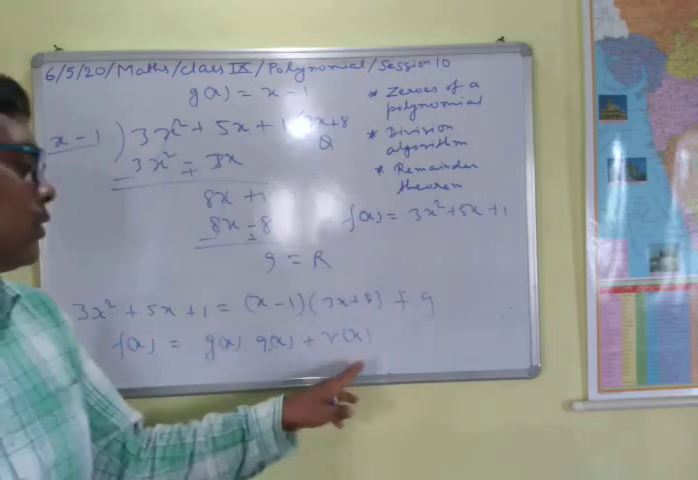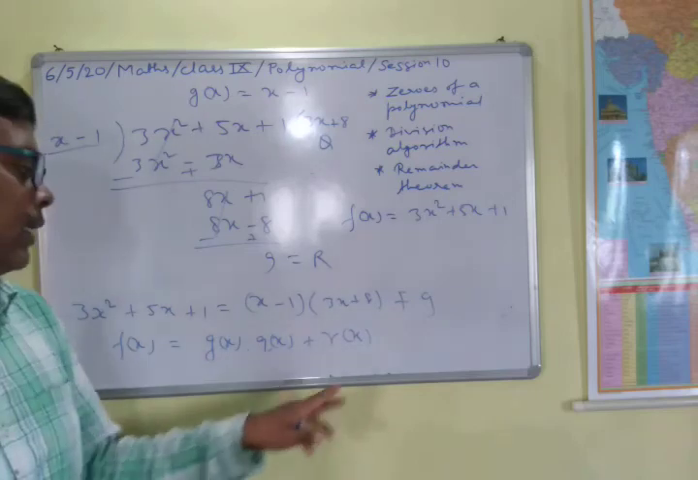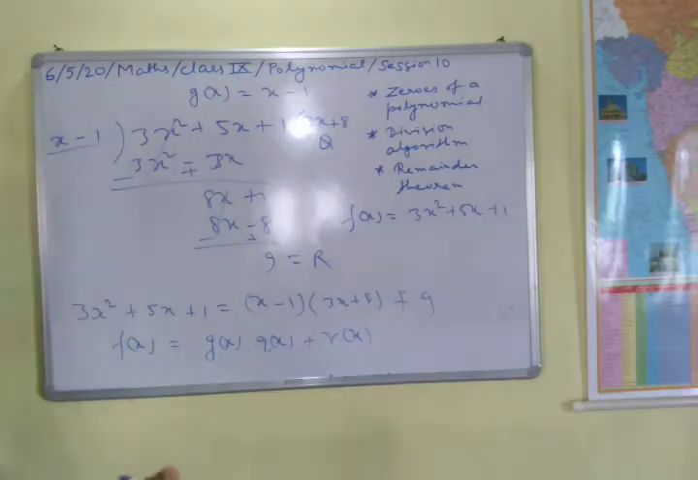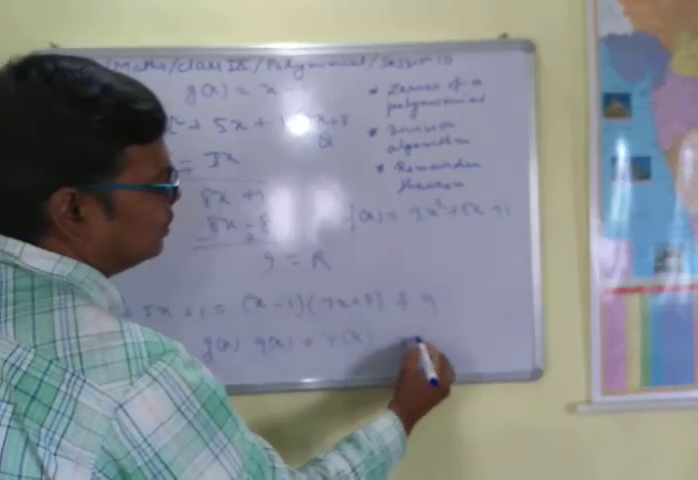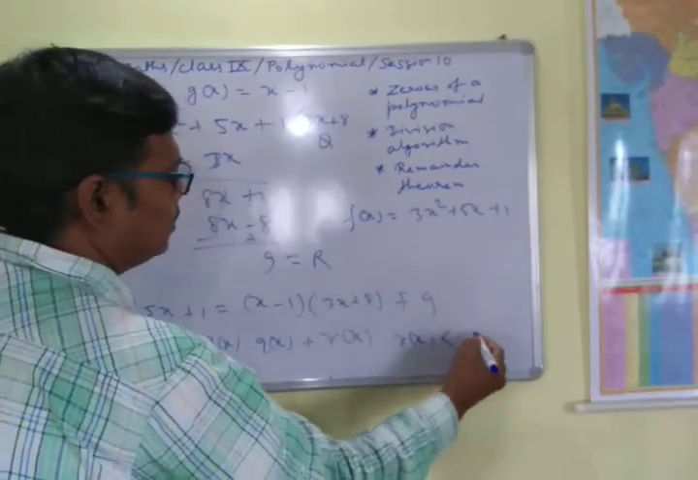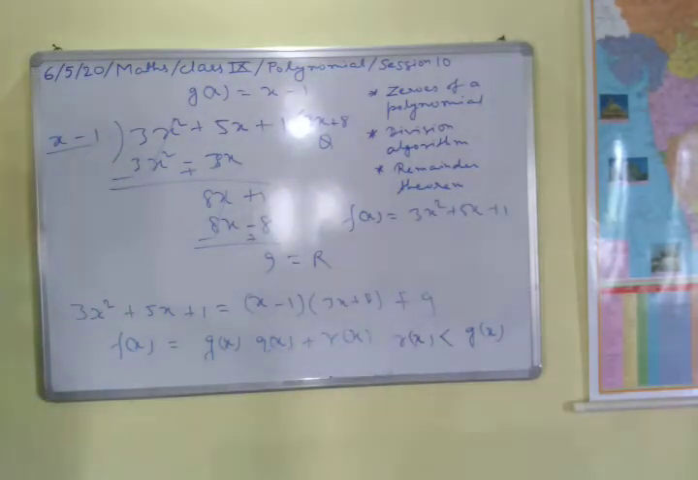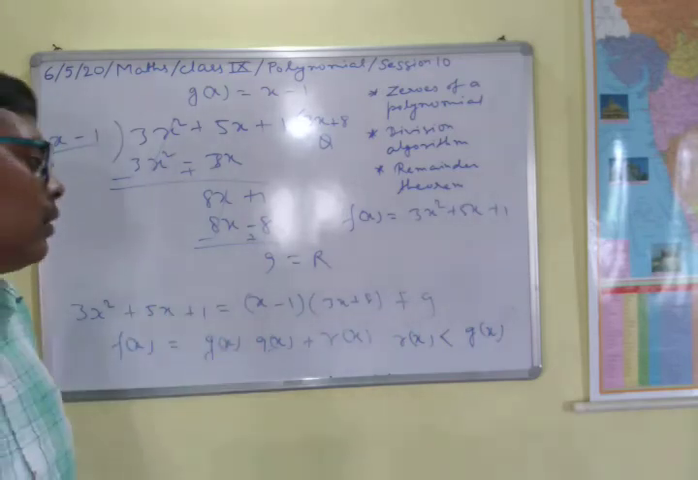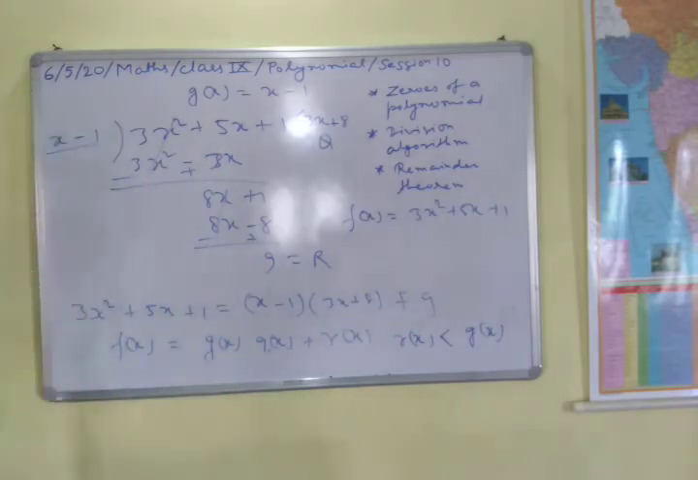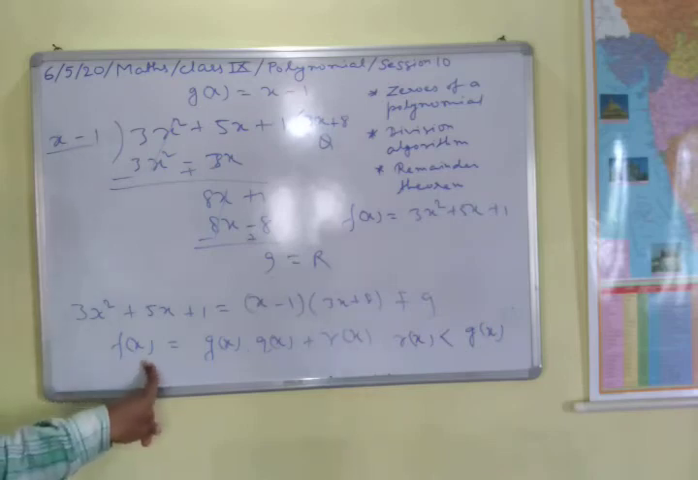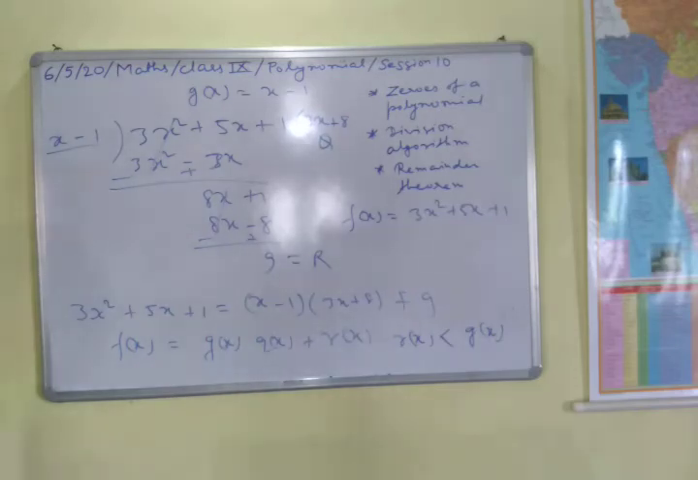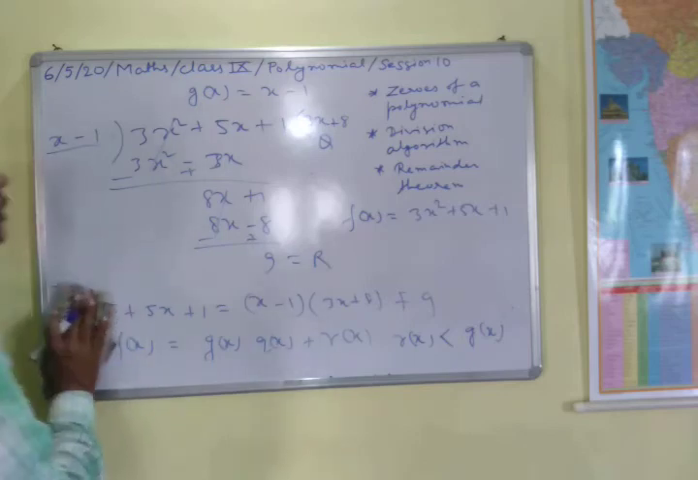F(x) is a polynomial and we are dividing f(x) by g(x), and if we do so, then we will get two more polynomials, q(x) and r(x), and the degree of r(x) must be less than the degree of g(x). So this is the division algorithm for the polynomial. This is true for every polynomial of a single variable. So here you must remember this: dividend equal to divisor into quotient plus remainder.